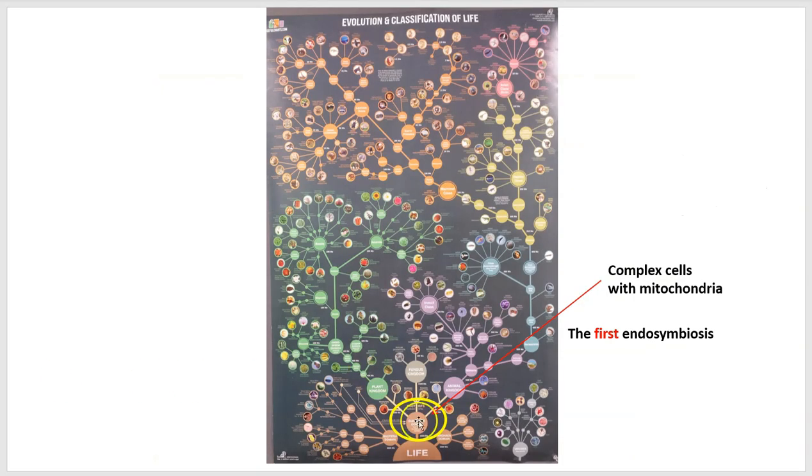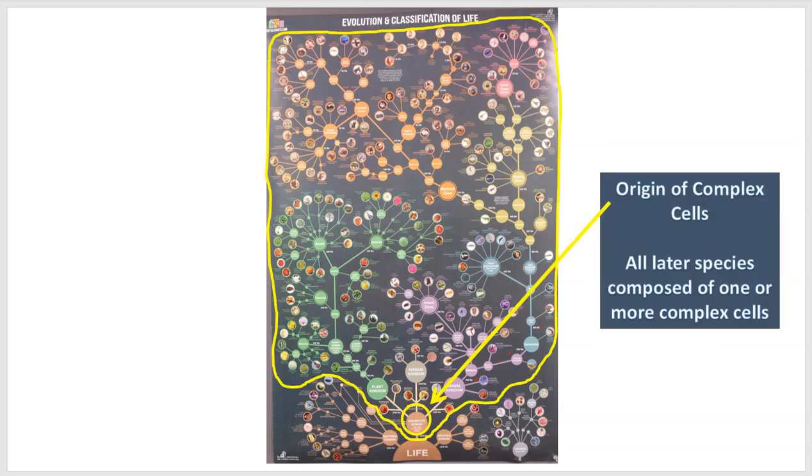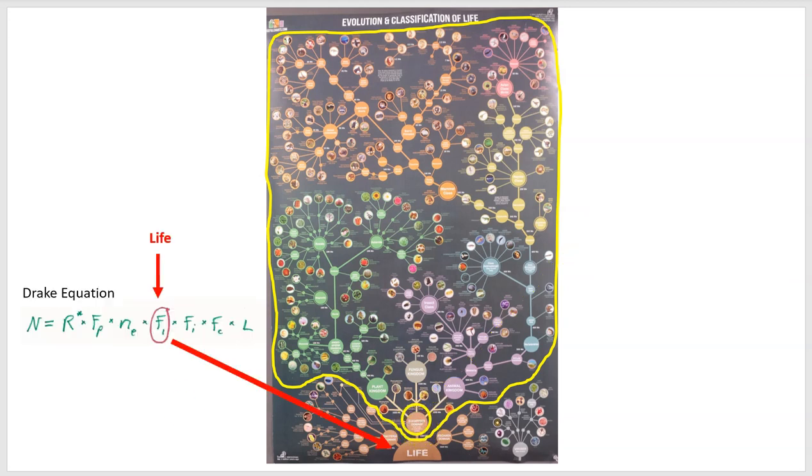So the event that we're talking about, the first endosymbiosis, is right down here near the origin of life. But it took 2 billion years for this event to occur. But it produced something very important: complex cells with mitochondria. This would be the origin of complex cells, and every other living thing on the tree of life that you see in this picture could trace its ancestry back to these first complex single-celled organisms.